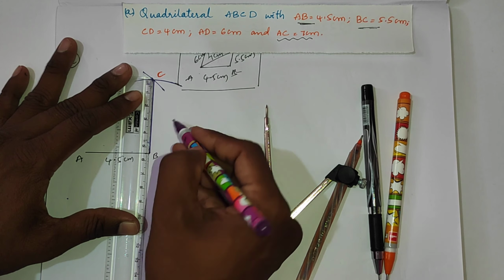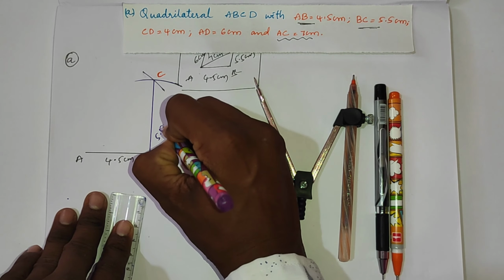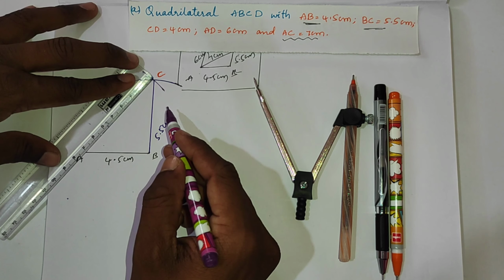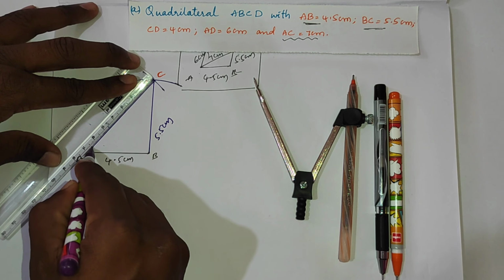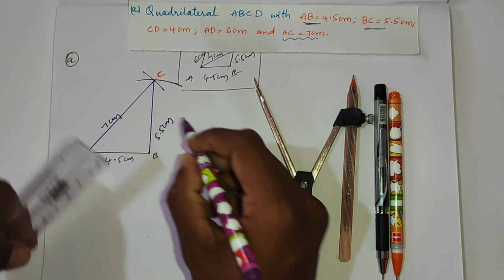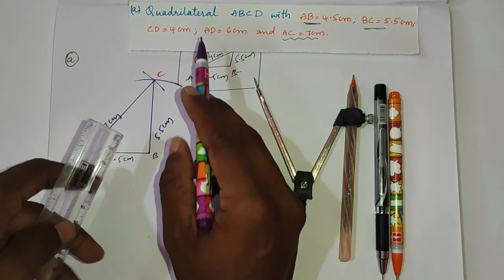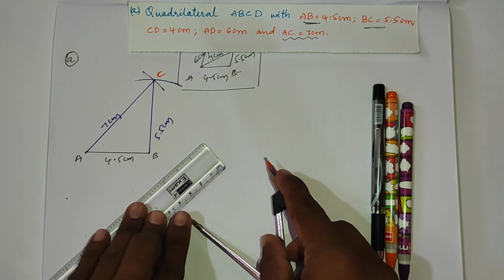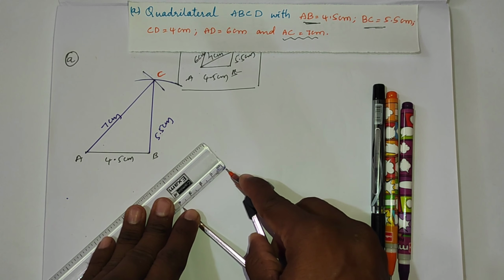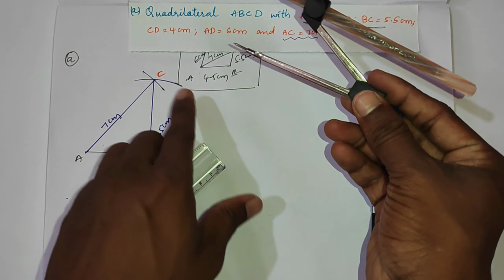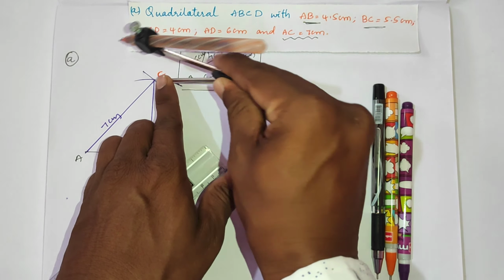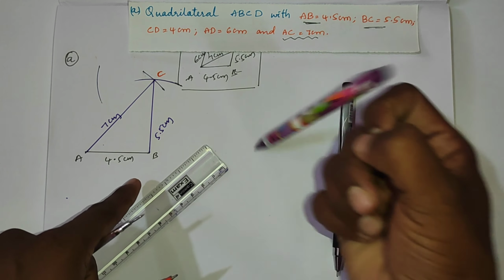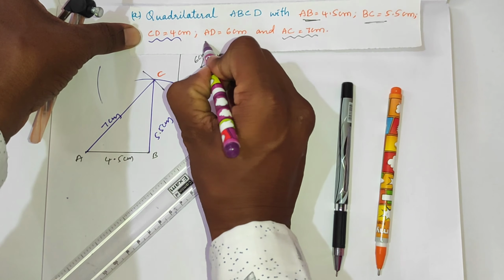See, BC is 5.5 centimeters and the diagonal AC is 7 centimeters. Now what is remaining? CD and AD. CD is given as 4 centimeters. So take a measure of 4 centimeters, and with C as the center, draw an arc with 4 centimeters radius. So CD is also completed.